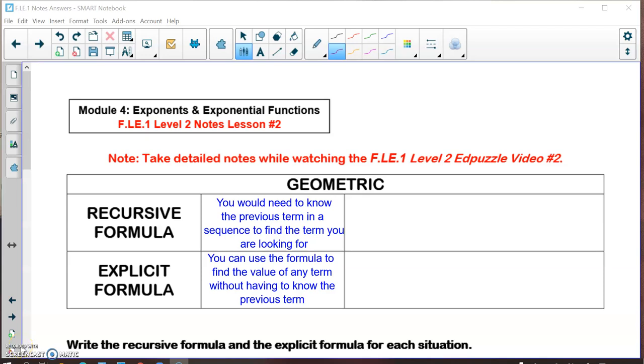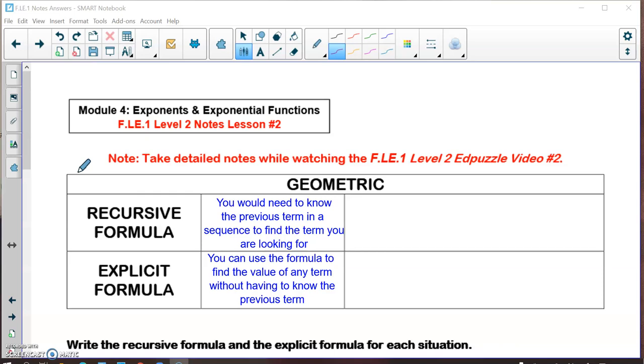Right, so now we're going to be using recursive and explicit formulas for geometric sequences. Same type of thing: the recursive formula, we're going to be using more so for finding lower numbered terms, whereas the explicit formula we can use to find any term of the sequence. Now remember, geometric sequences are when we're multiplying by the same number every time.